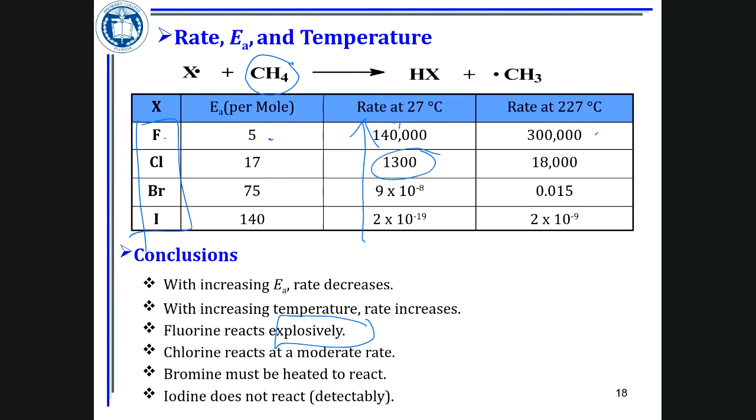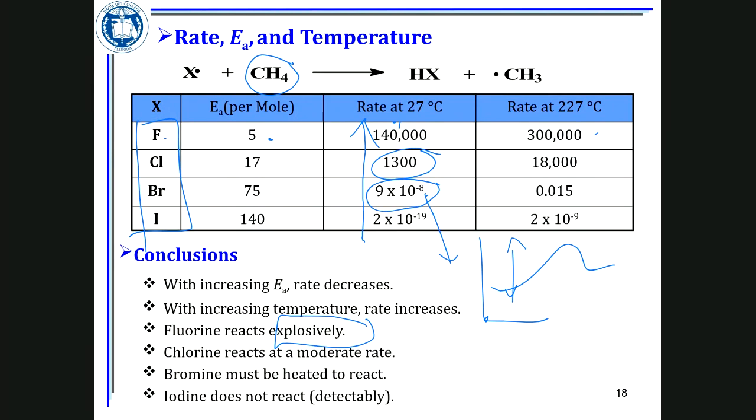What does this mean? The rate of the reaction for bromine is less than 1. This means this reaction is not a spontaneous reaction. This reaction is not an exothermic reaction. So if the rate of the reaction is less than 1, that means the reaction is most likely endothermic, and activation energy is high, and you have to heat up or apply heat for this reaction to take place.